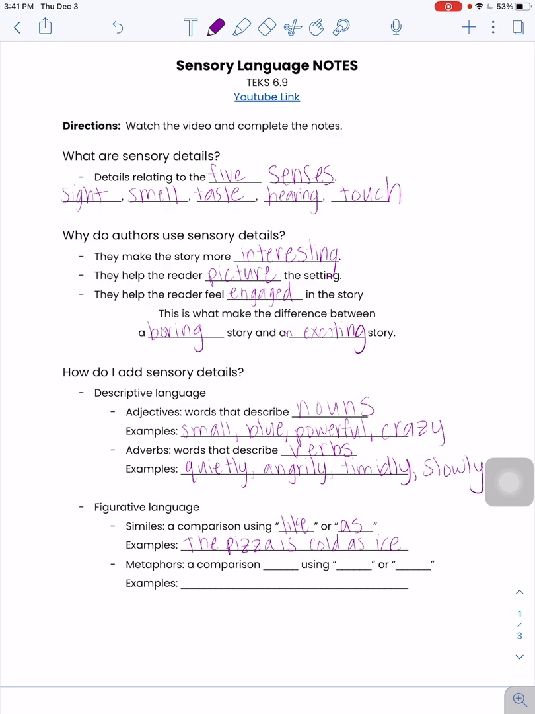So next, another example of figurative language is a metaphor. So this is another comparison, but this is a comparison without using like or as. So an example of a metaphor would be: Sally was a bear in the mornings. So we're comparing Sally to a bear, but we are not using the words like or as.